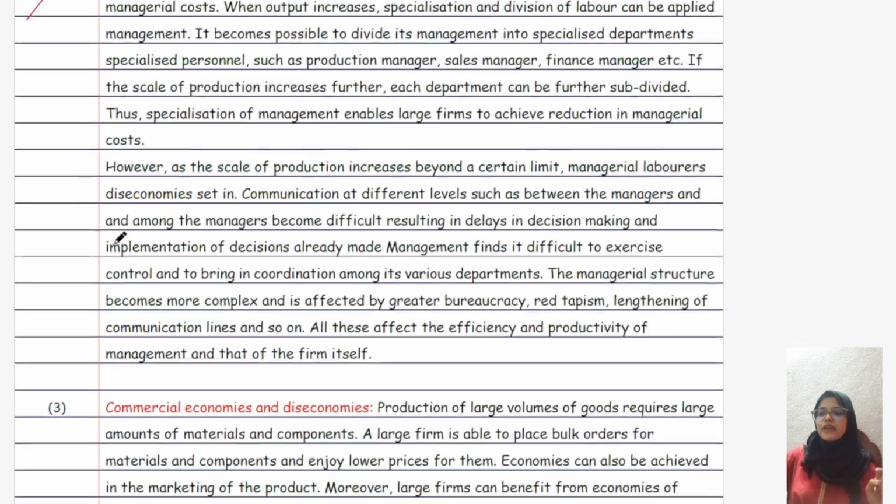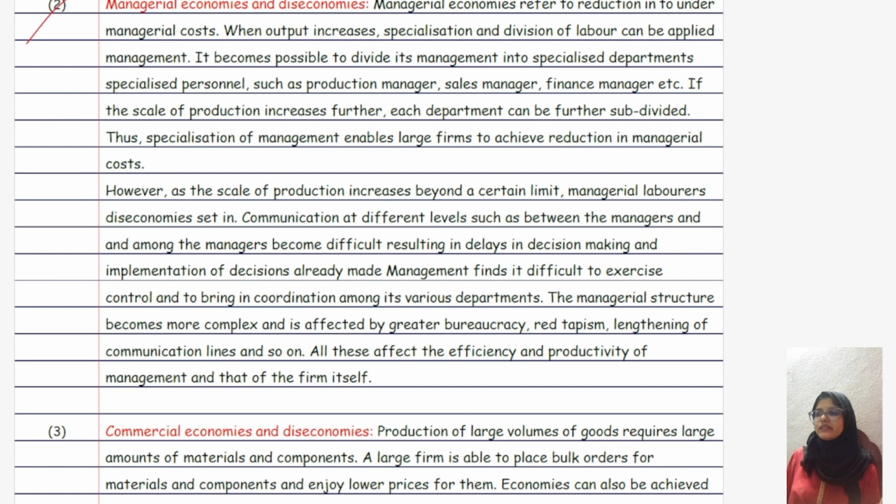Next, we have managerial economics. What is that? It is nothing but the reduction in managerial cost. That means when output increases, specialization and division of labor can be applied to management. It becomes possible to divide management into specialized departments, specialized personnel like production manager, sales manager, finance manager. You divide everyone like this. Divide every department in these categories.